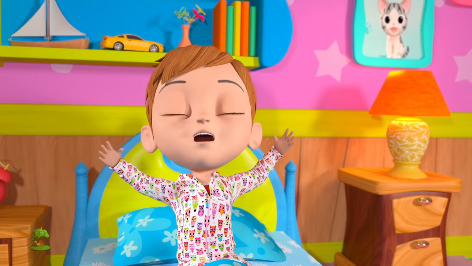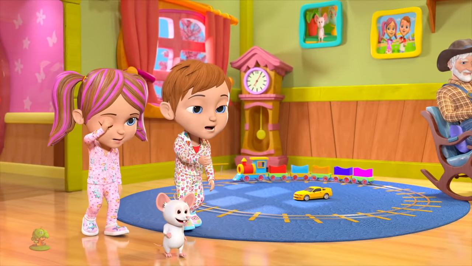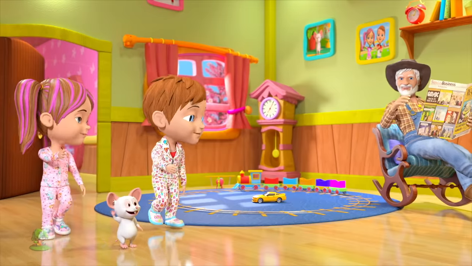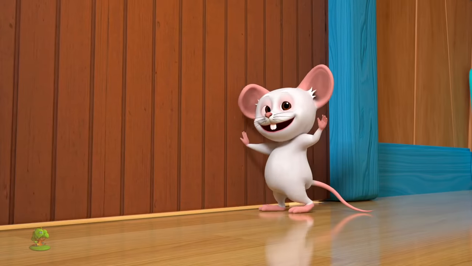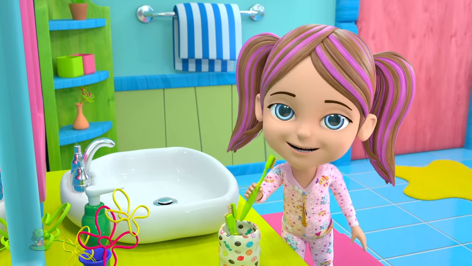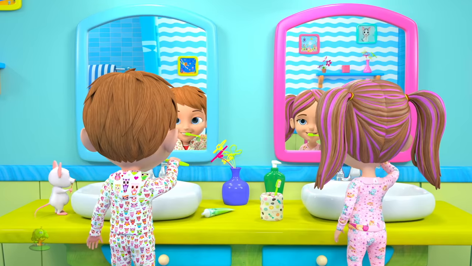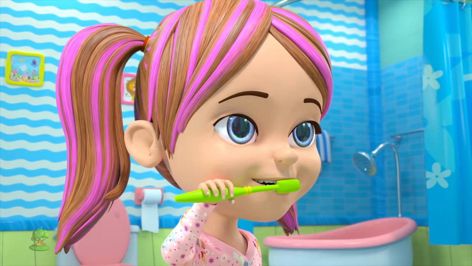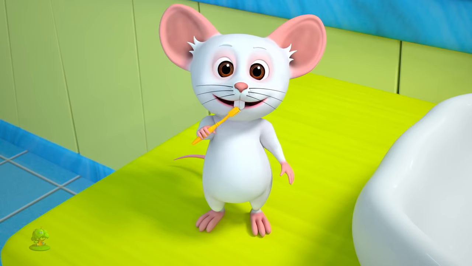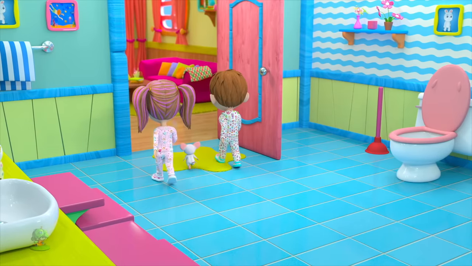Get out of bed, this is the way we get out of bed so early in the morning. This is the way we brush our teeth, brush our teeth, brush our teeth. This is the way we brush our teeth so early in the morning.